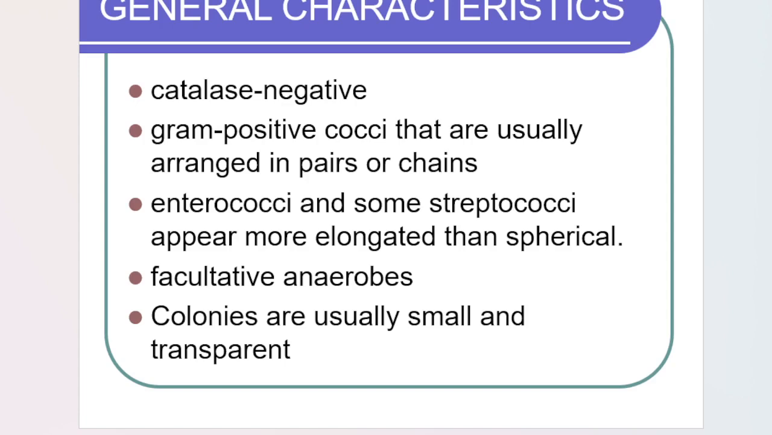Like for example, the diplococci Streptococcus pneumoniae. This is lancet-shaped diplococci, somewhat elongated, not perfectly round. These are facultative anaerobes, and colonies are usually small and transparent. Okay, so the colonies are smaller if we compare them to Staphylococcus.